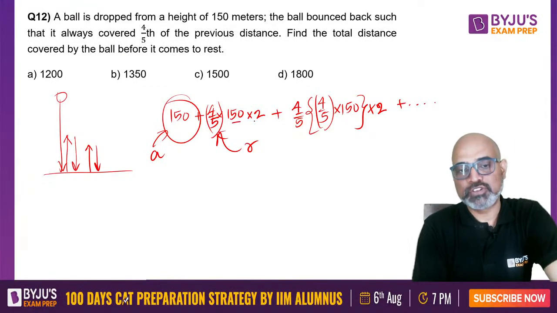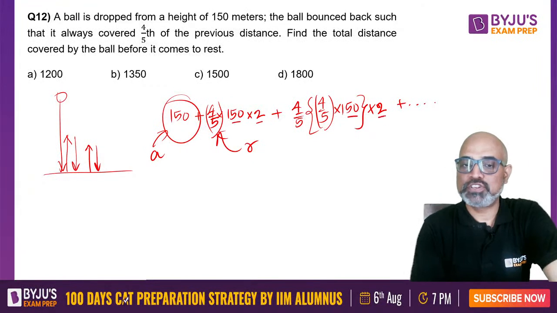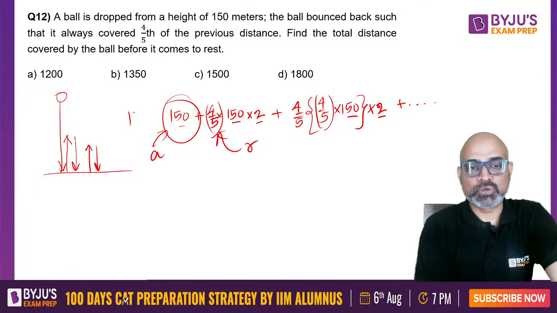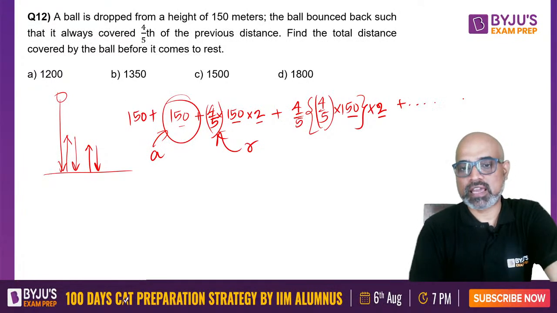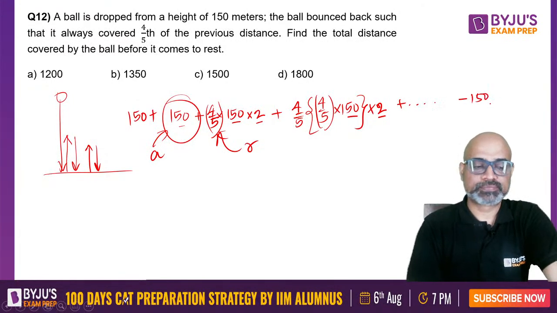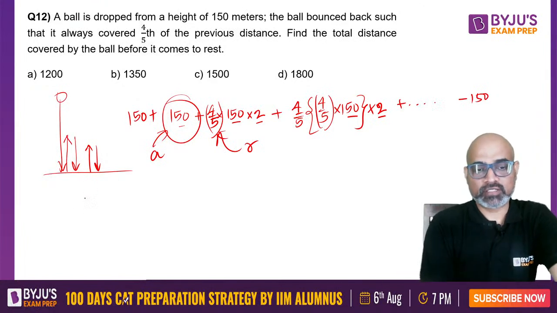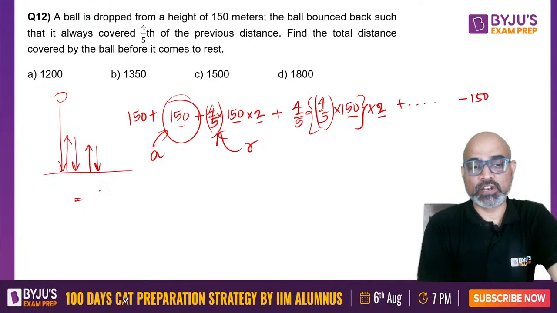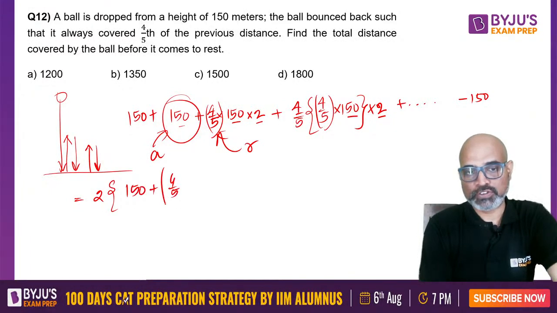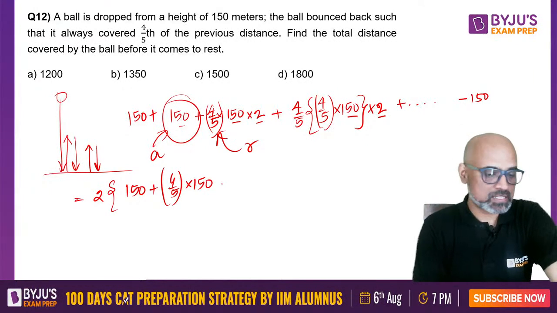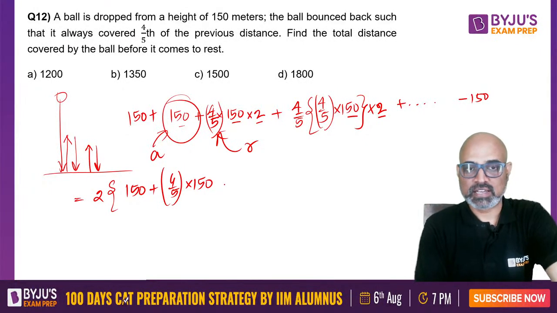You have 150 into 2 here, you have 150 into 2 here, but you have only 150 here. So what I'm going to do is add 150 and subtract 150. Because when I do this, the entire series will look like 2 times 150 plus 4/5 of 150. So Sheikh as well as Diluted and Milen, you guys will now know where you made the mistake.